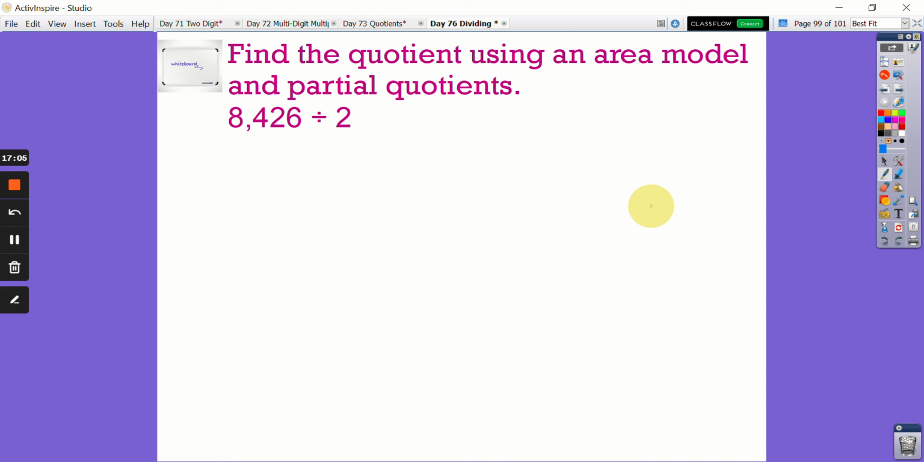Okay, here you go. So last whiteboard problem right here. Set this up. I want to see an area model and partial quotient. So go ahead and pause the video and set that up.